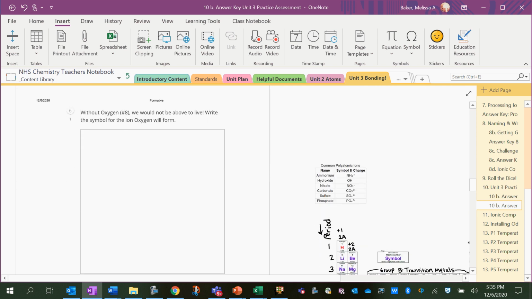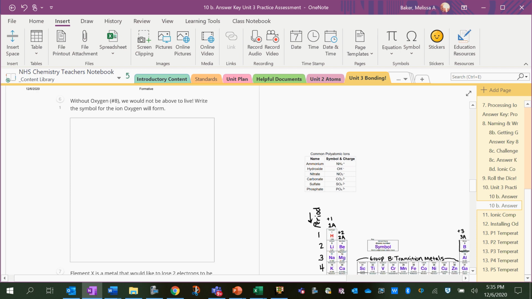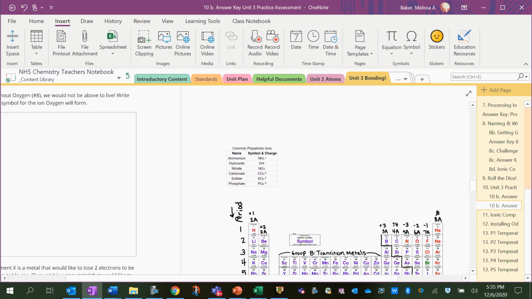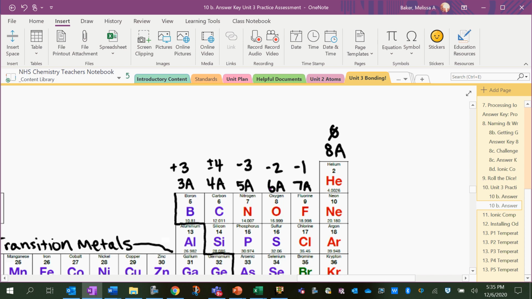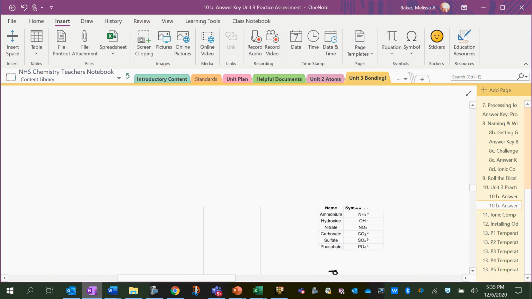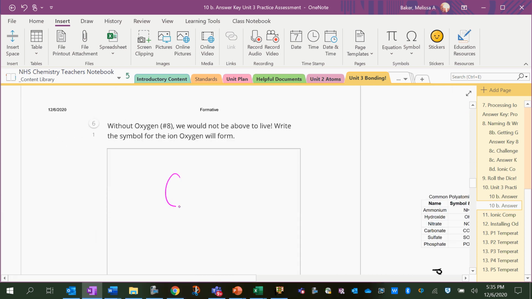Without oxygen, we would not be able to live. Write the symbol for the ion oxygen will form. So oxygen would like to gain 2 electrons to be like neon and form a -2 charge. So the symbol would be O2-.